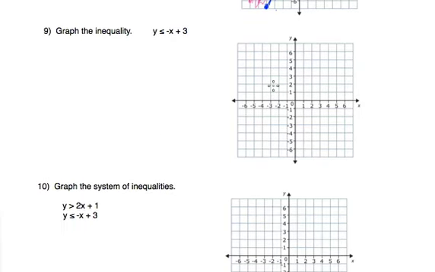Graph the inequality y is less than or equal to negative x plus 3. See how easy I'm making these for you? This is already in slope-intercept form. We know our y-intercept is 3. So when x is 0, y is 3. And our slope is negative what? Negative 1, which when written as a fraction is negative 1 over 1. So that means we go down 1 and over 1, down 1 over 1, down 1 over 1. Or we go up 1, back 1, up 1, back 1, up 1, back 1.